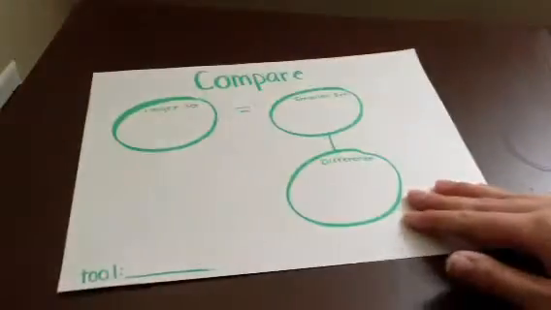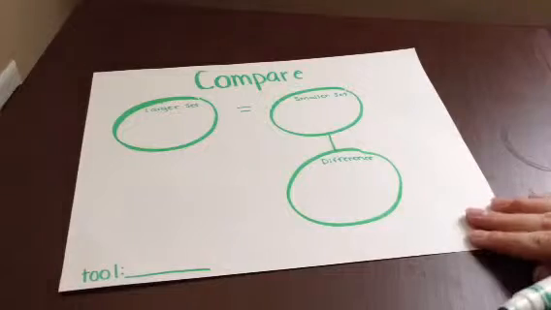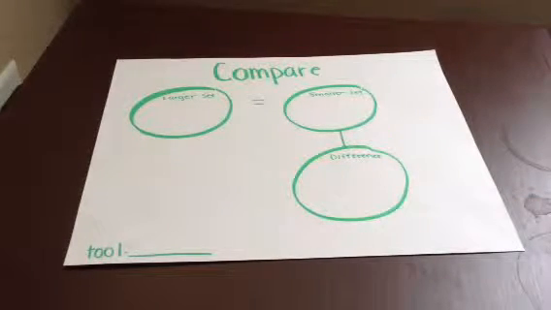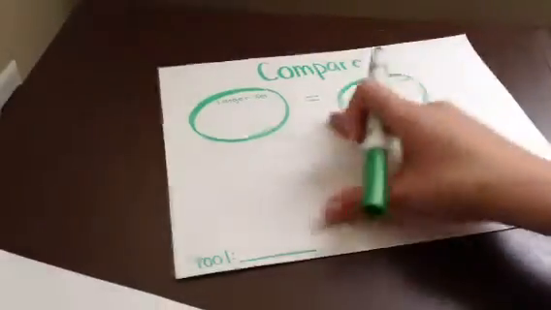Now, our next step is compare. We are going to use a compare because no change is occurring. There's a difference. If I added that difference to the other amount, they would be the same. So we know that between Isaac and Adam, Isaac has the larger set. So we can go ahead and write that in.